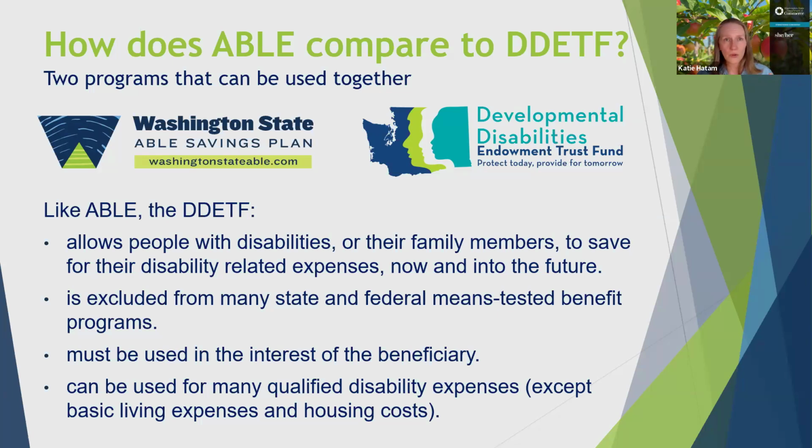A lot of people use these two accounts hand in hand. They complement each other really well. So I'll tell you how they are similar to each other and how they are different from each other. Just like ABLE, the DDETF allows people with disabilities and their family members to save for disability-related expenses, either that you're needing now or into the future. The funds that are deposited into the DDETF are excluded from many state and federal means-tested benefit programs. The funds must be used in the benefit or the interest of the beneficiary, and they can be used for many qualified disability expenses, with the exception of basic living expenses and housing costs. But that's where ABLE can come in and support.